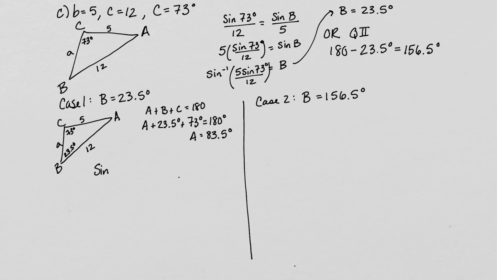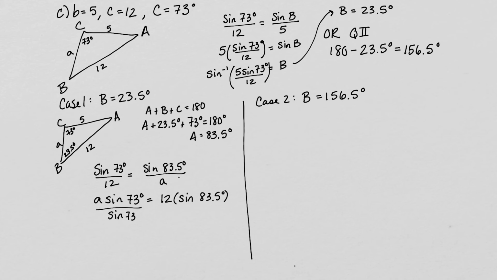So the sine of 73 degrees over 12 is going to be equal to the sine of 83.5 degrees over little a. Again, cross multiply. So a sine 73 degrees is going to be equal to 12 times the sine of 83.5 degrees. And then we're going to divide both sides by the sine of 73 degrees. And if you do that, A should turn out to be 12.5.